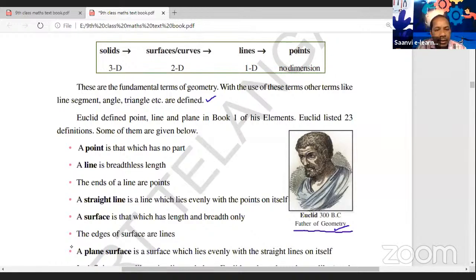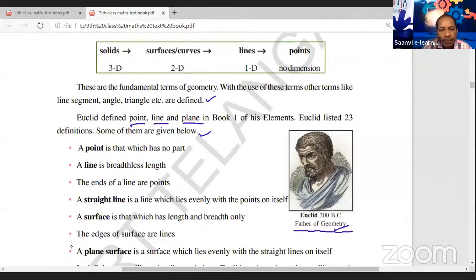According to Euclid, he defined point, line, and plane in book 1 of his Elements. Euclid listed 23 definitions. Some of them are given below. According to Euclid, point, line, and plane are undefined terms. Every term we can define, but according to Euclid, the undefined terms are point, line, and plane. And he has given some definitions for point, line, and plane.